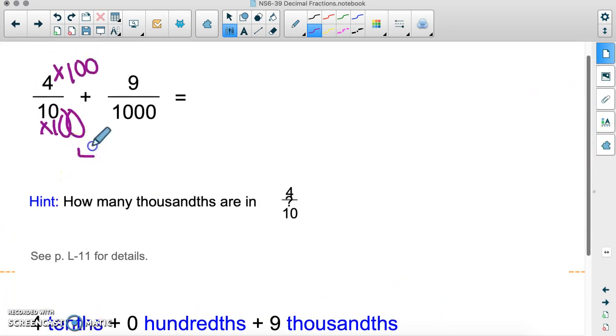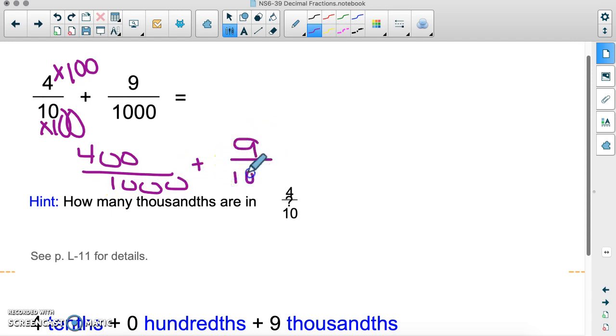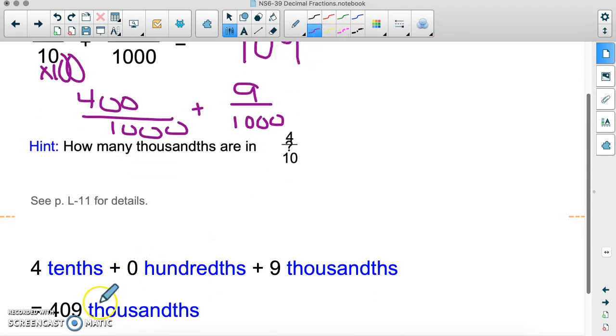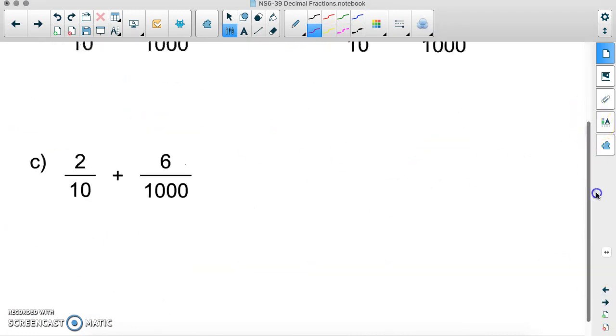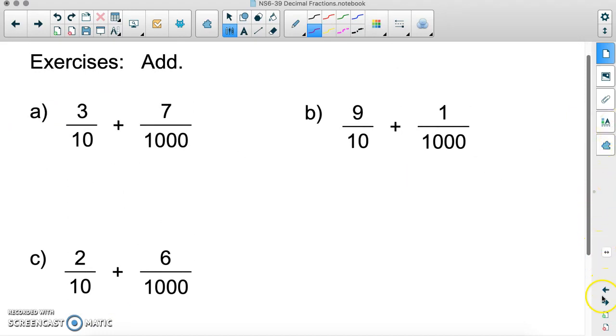So this is going to equal, when I add this up, 400 over 1,000 plus 9 thousandths. So when I write this, I have 4/10, 0 hundredths, 9 thousandths. So it's 409 thousandths as my answer, just as it is written below here. Now I want you to give these ones a try on your whiteboard. When you're done, you're going to resume your screencast.